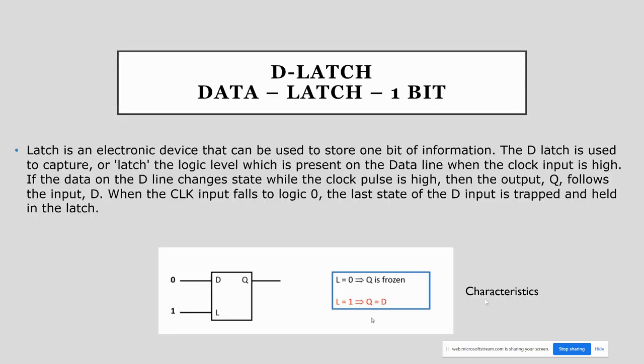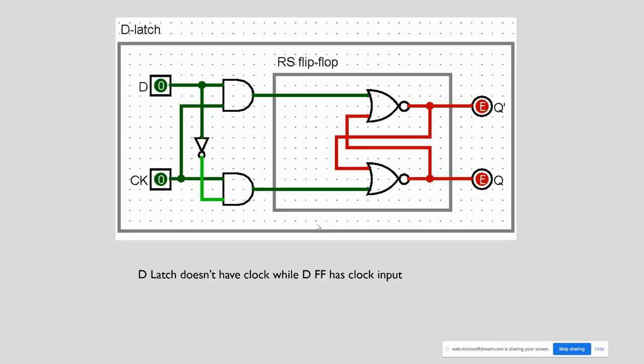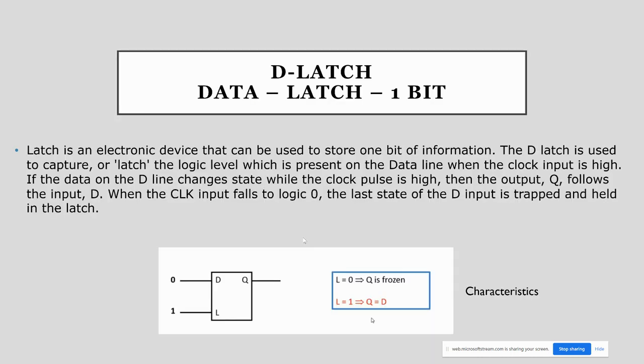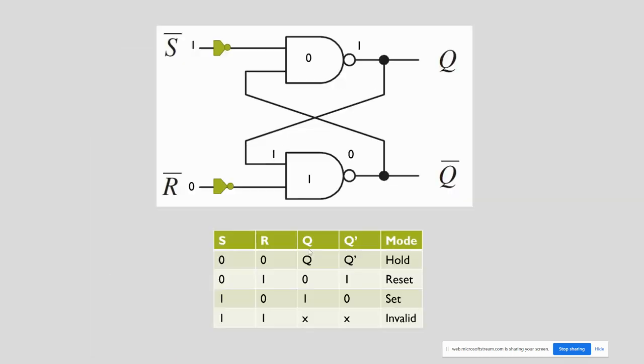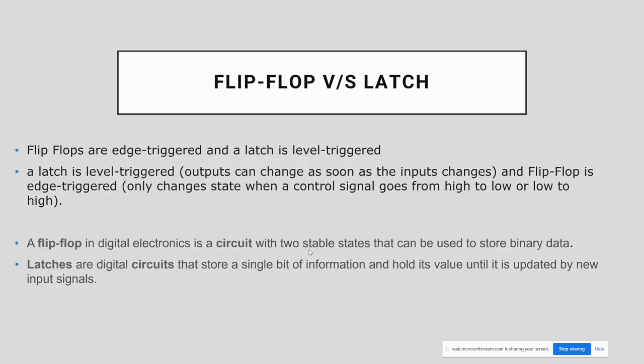So we have something here called characteristic. If we look at this truth table, if we have L is 0, then Q is frozen. And if L is high, then Q equals D, which we'll have a look at in a minute. So the D latch does not have a clock, while the D flip-flop has a clock input. So this is one of the main differences I explained before, the difference between the flip-flop and the latch.